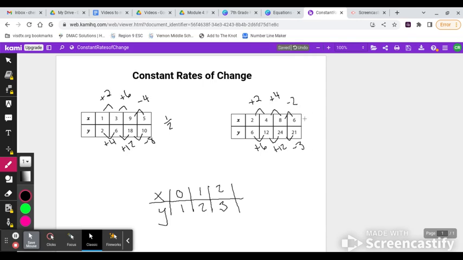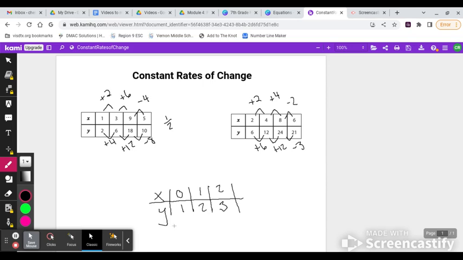All right, so notice here that we're not having the same kind of pattern, right? 2 and 6 simplifies to 1 and 3. 4 and 12 simplifies to 1 and 3. But 2 and 3 does not simplify to 1 and 3. So this one will not have a constant rate of change. If we graphed it, it wouldn't make a straight line.